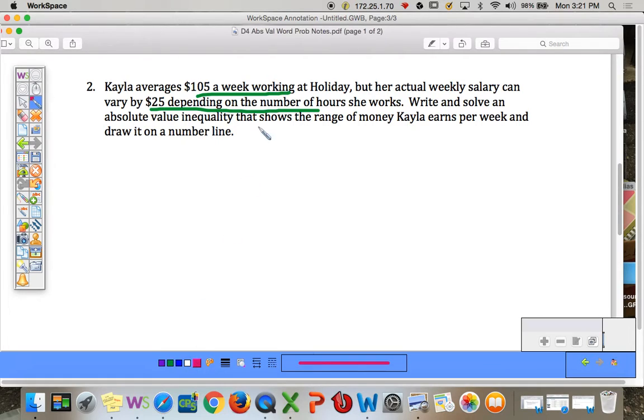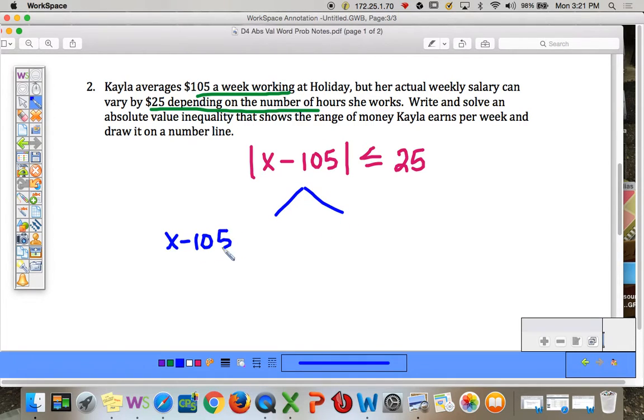So again, if we write this as an inequality, we have our sum amount minus the 105 that she's making is going to vary by $25. And if it's an absolute value, we split it up. We get x minus 105 equals 25, and x minus 105 can be negative 25. We're going to add 105 to each side.